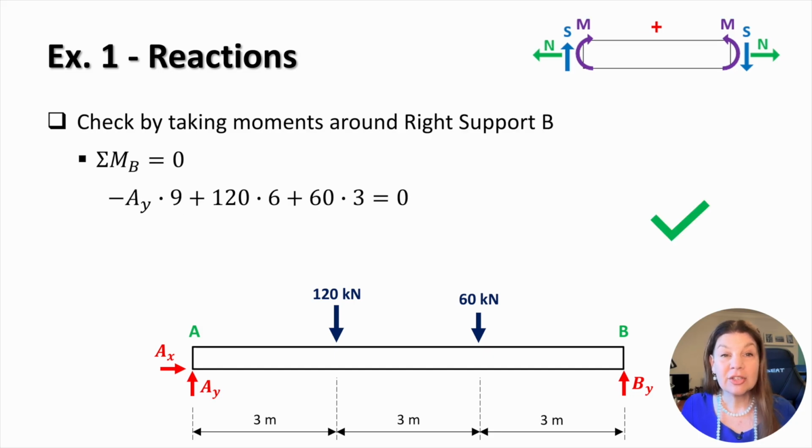And as a verification step, we can check our results by taking moments around the opposite support at point B. If the equilibrium equations are satisfied, the calculated reactions are correct. Performing this check is good engineering practice because it helps detect calculation errors early.